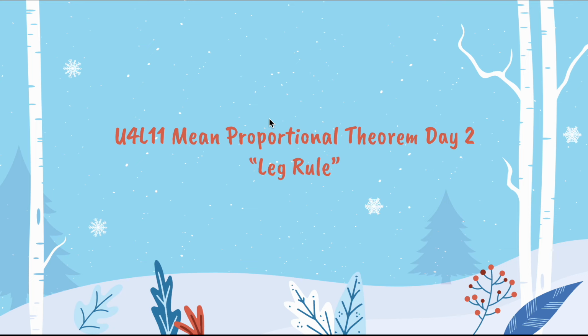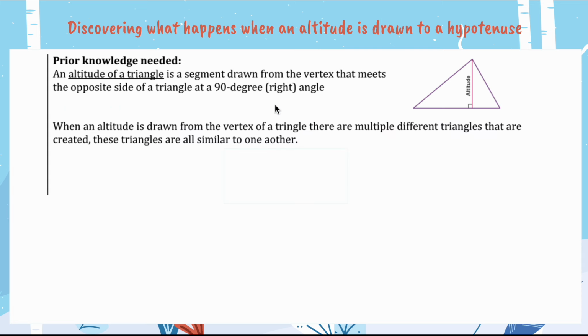In this lesson, we are going to go over the second part of the mean proportional theorem, and this is going to be called the leg rule. So we already went over the altitude rule and how to identify it, but we still want to make sure we understand what's going on here.